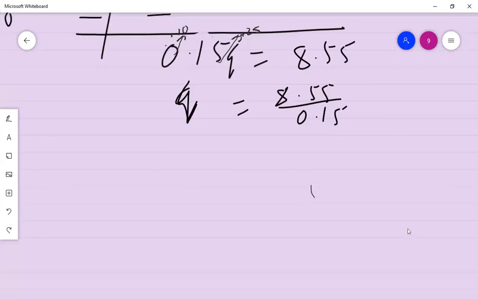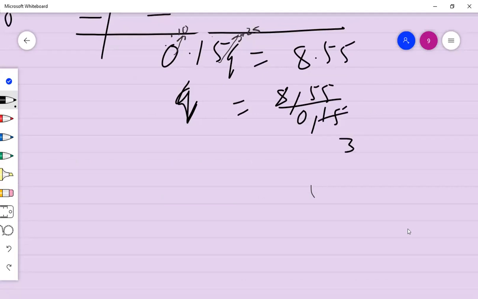So if we divide by 5, 5 3s are 15, and this is 5 ones: 3, 7, and 1. So again, this is 5 times 15 and 3 7 times. So Q equals 57.